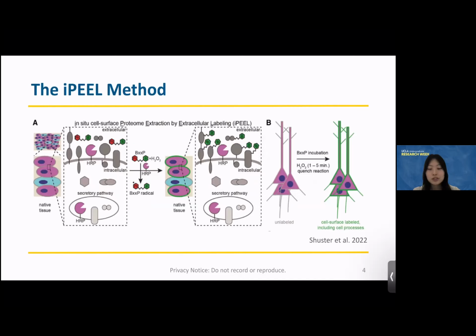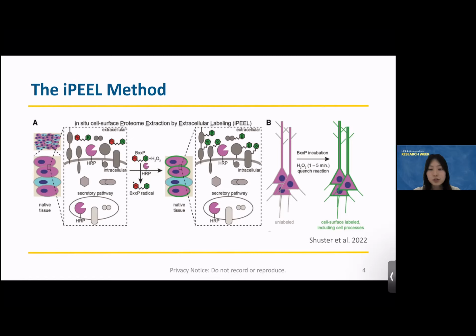For our methods, retina samples are obtained from several transgenic mouse lines, each expressing the enzyme Cre recombinase under a cell type-specific promoter. Each mouse was then crossed with transgenic mice expressing HRP at the plasma membrane to label all cell surface proteins through a biotinylation reaction. This method is known as IPL, which stands for in situ cell surface proteome extraction by extracellular labeling.